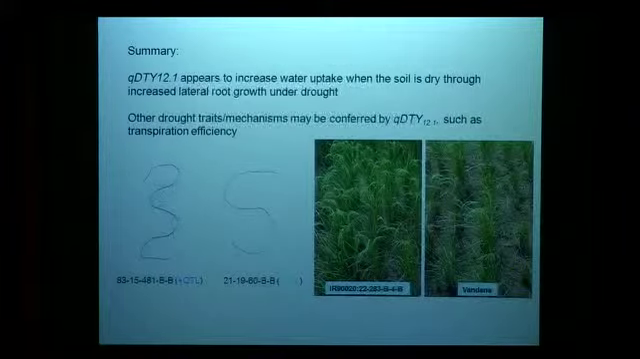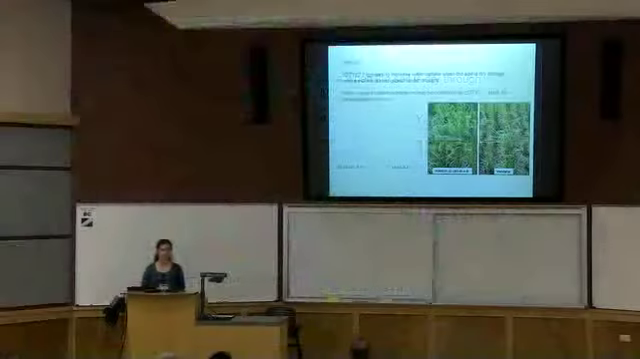So for the QTL 12.1 part, in summary, QTL 12.1 appears to increase water uptake when the soil is dry through increased lateral root growth under drought, but we also think that other traits or mechanisms can be conferred by QTL 12.1, perhaps transpiration efficiency. So that's something that we're working on characterizing in more detail now.